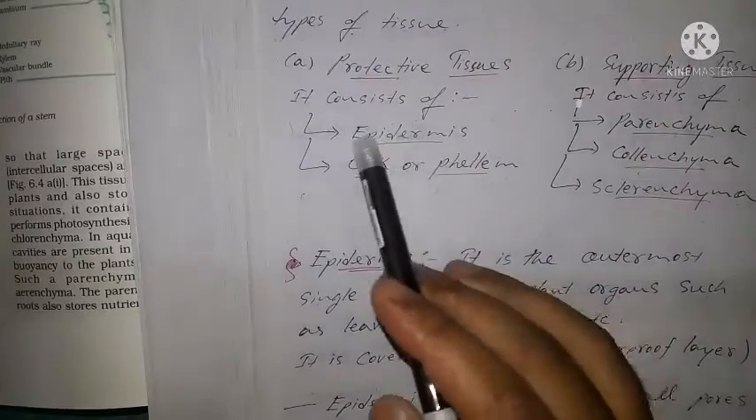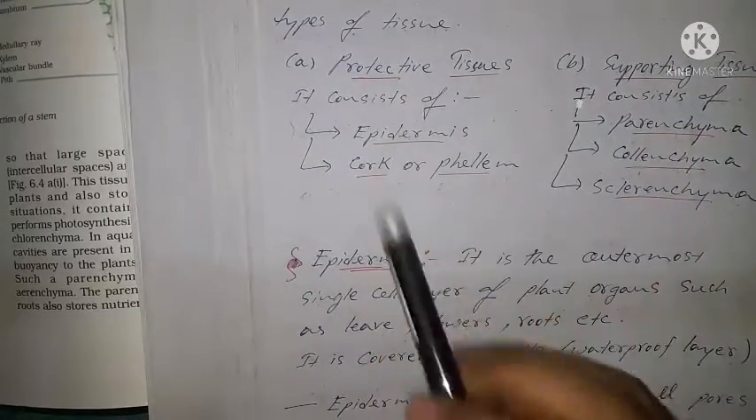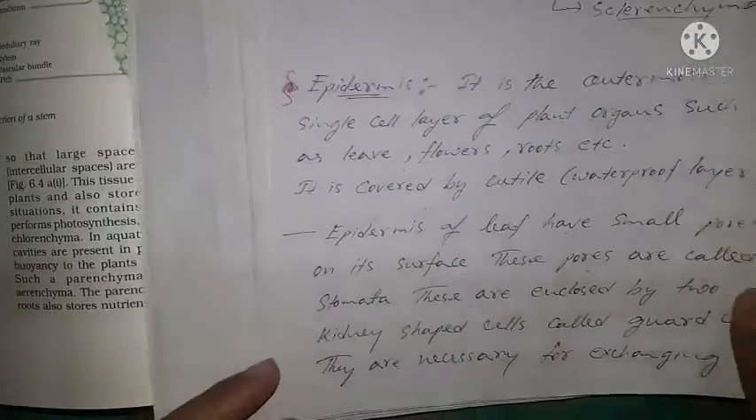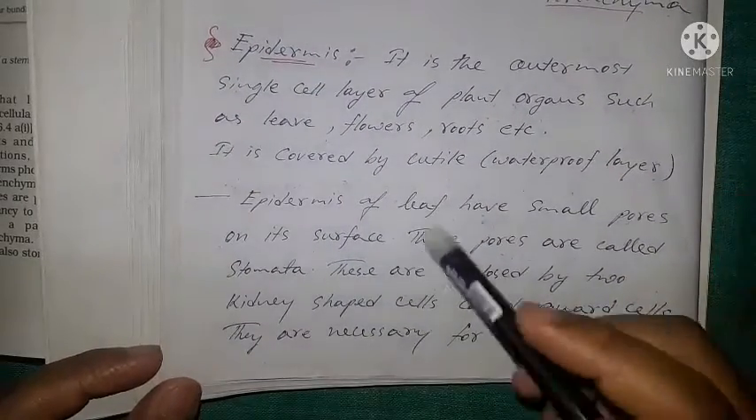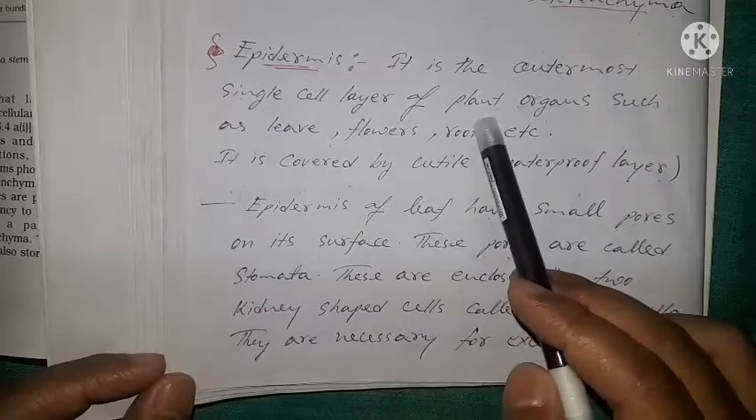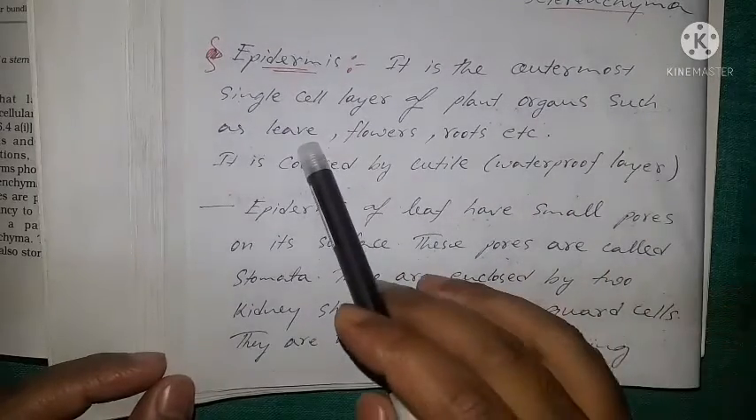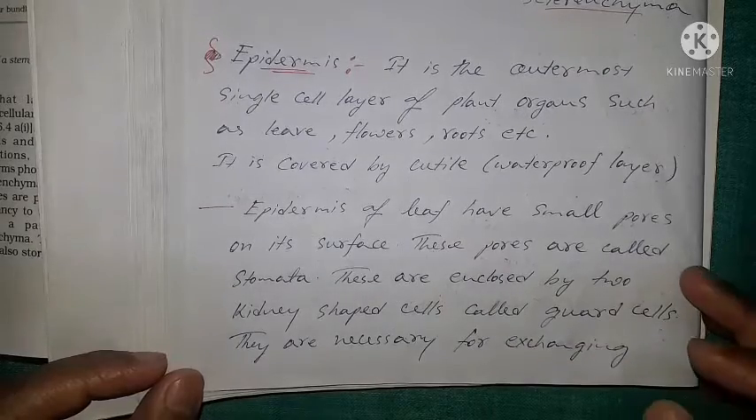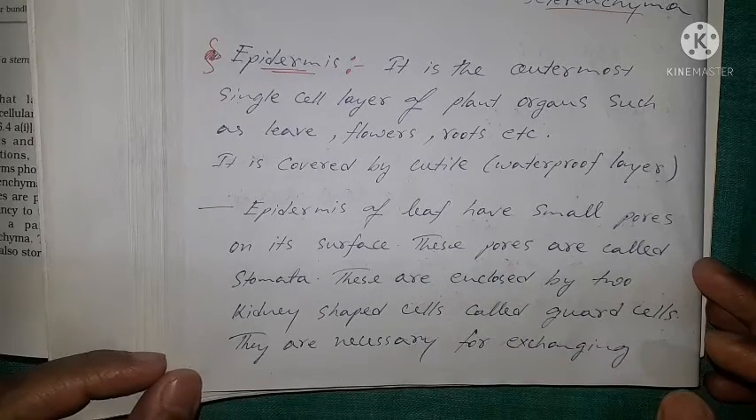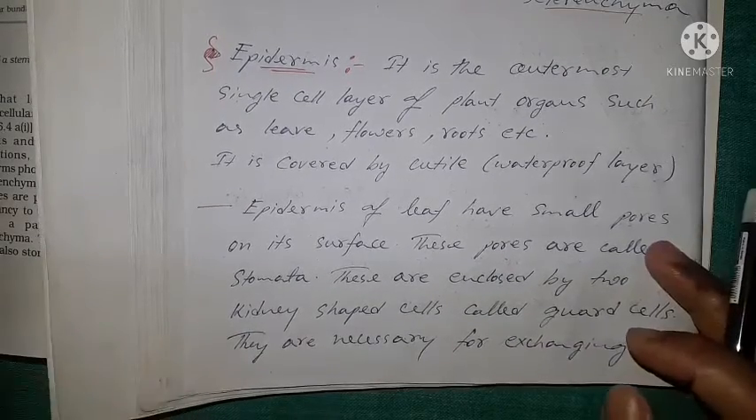The first one is epidermis, which is a protective tissue. Epidermis is the outermost single layer of a plant's organs such as leaves, flowers, roots, etc., as we can see in the picture.